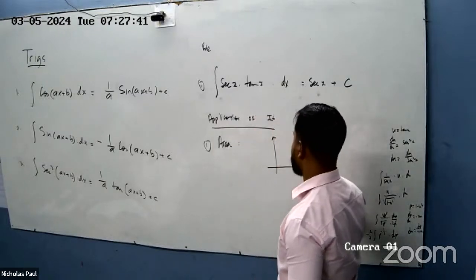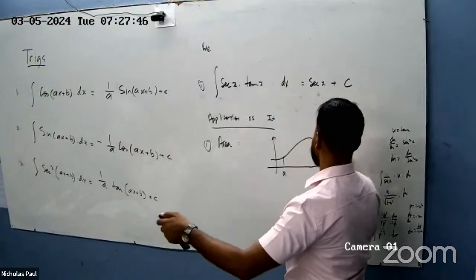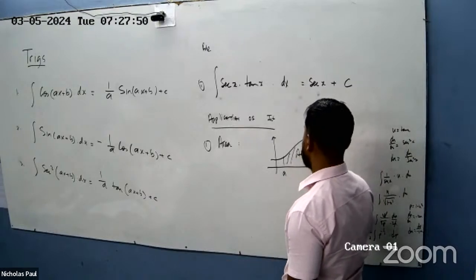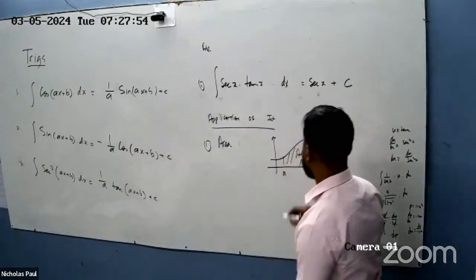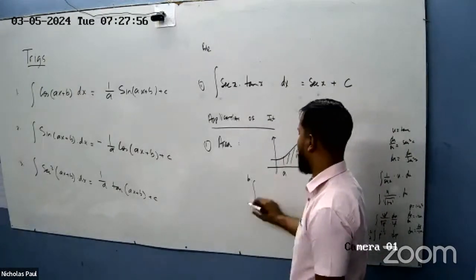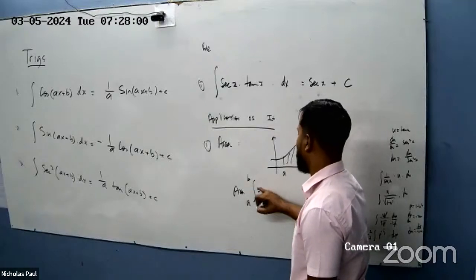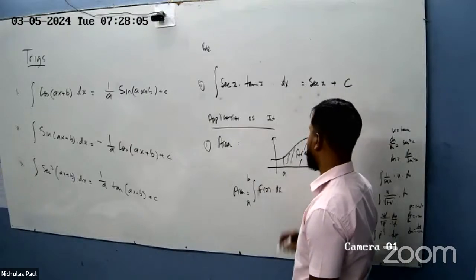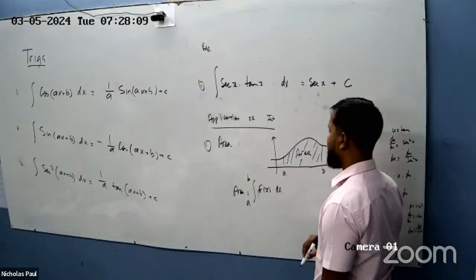So if I give you an integral between A and B, the area here is given by the integral between A and B of f of x with respect to x, as if y is equal to f of x.